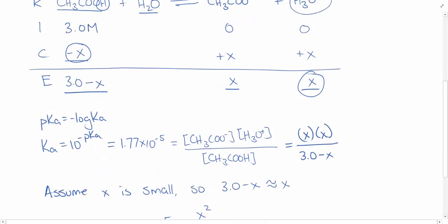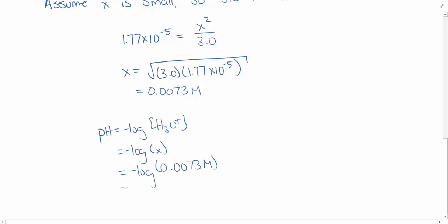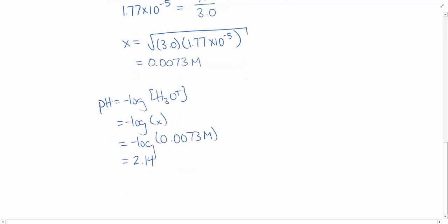Remember, this X is equal to our final concentration of H3O+, and what we're looking for is pH. So our pH is simply equal to the negative log of the concentration of H3O+, which is equal to the negative log of X. So this is just the negative log of 0.0073 molar, which is 2.14. So that's how you find out the pH of a weak acid.